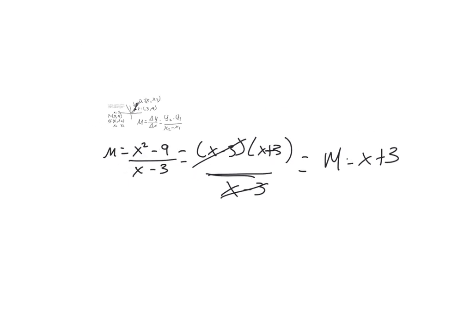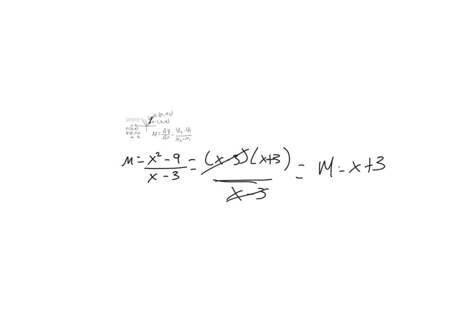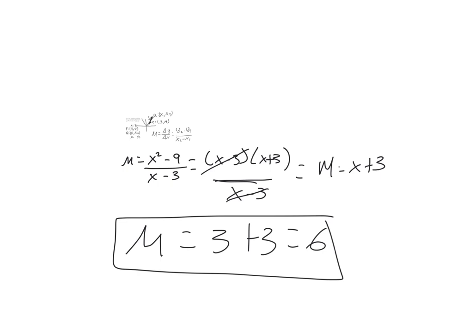So how do we find what the slope is? The change in this case is m. What's our x? Our x is 3, so 3 plus 3 equals 6. So we have found what our slope is so far.